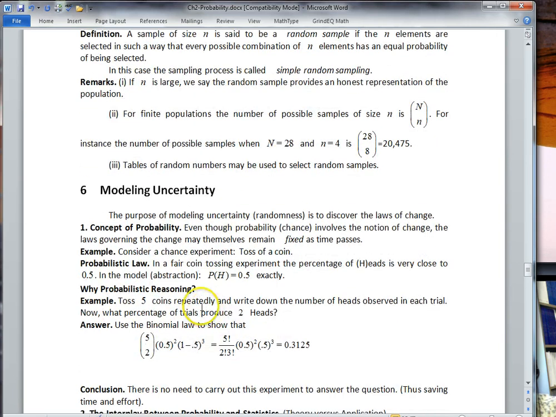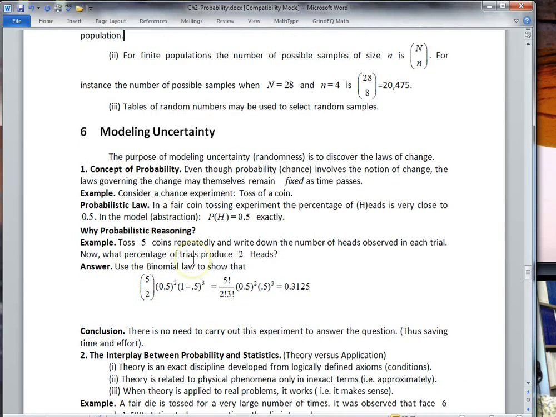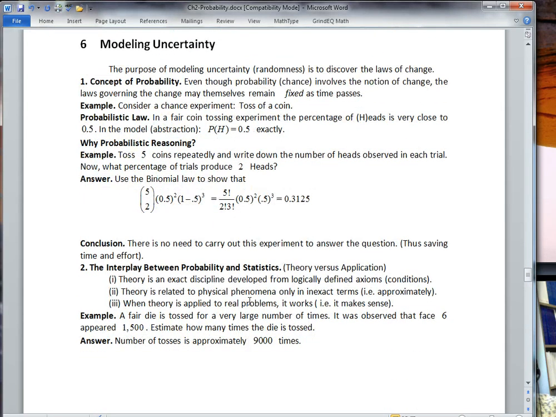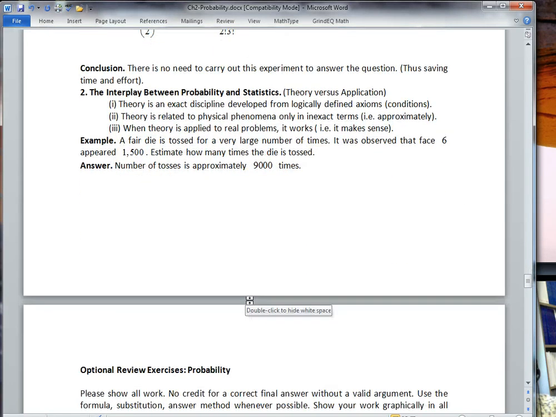And I'll let you read this section on modeling uncertainty. These are my reflections on the topic. And the review exercises here are optional because you will have to do the ones in my stat lab. Thank you. Okay.